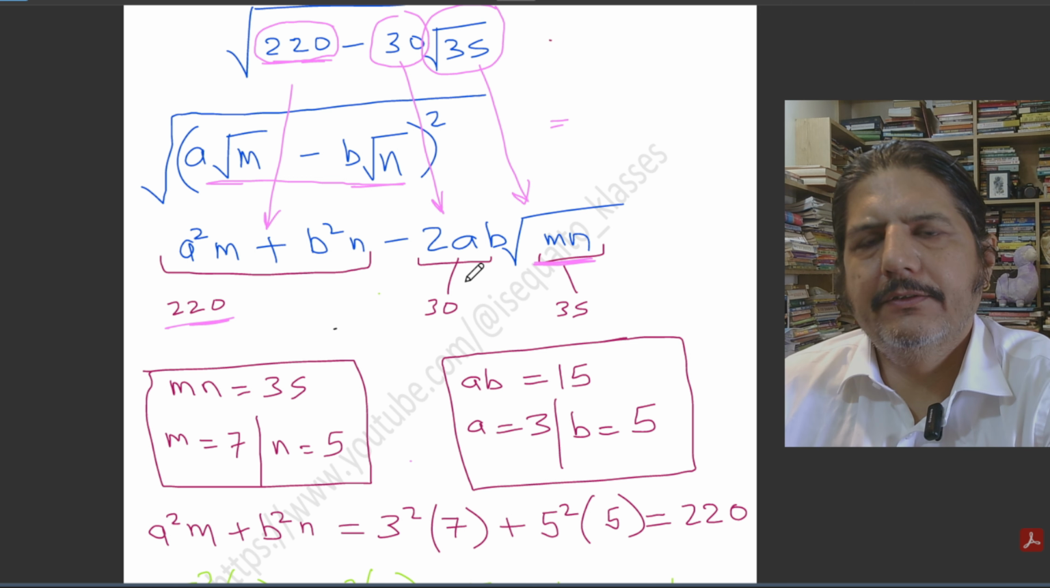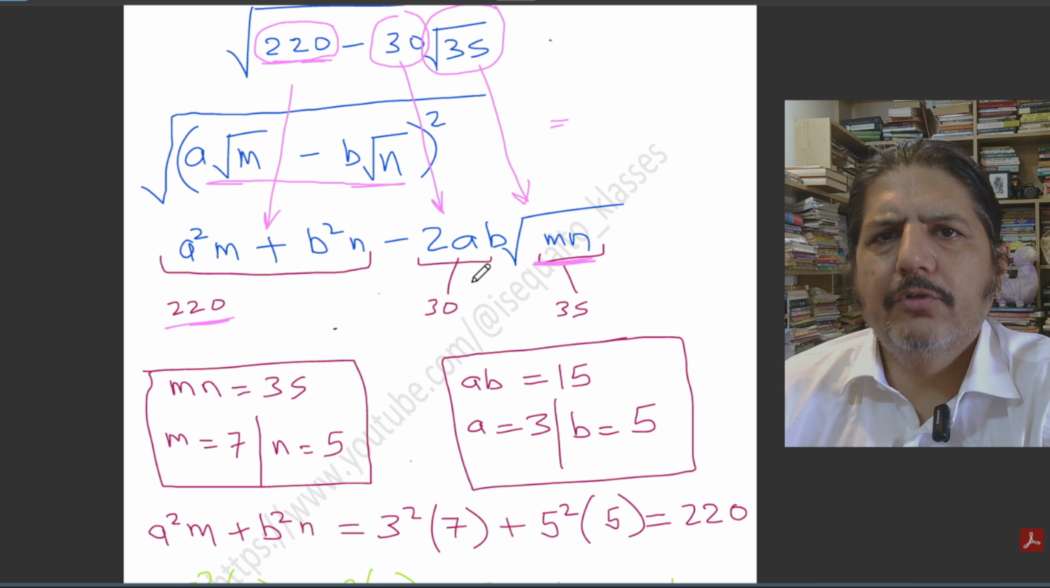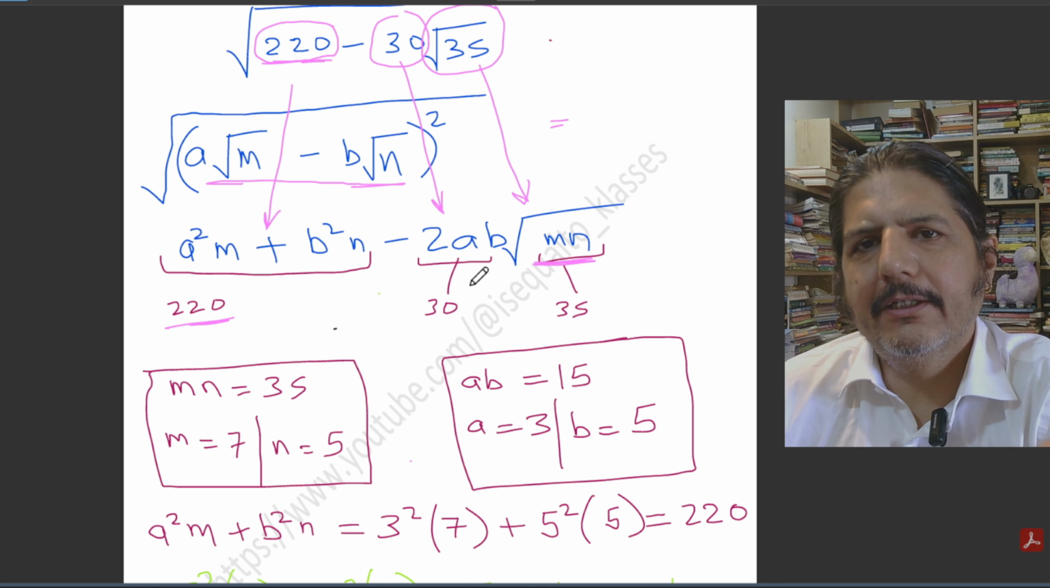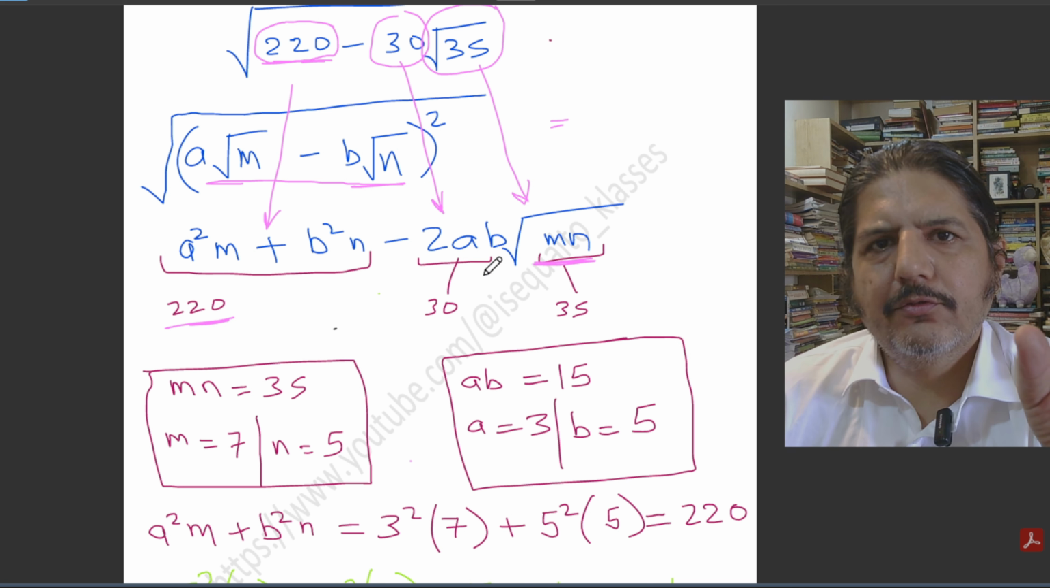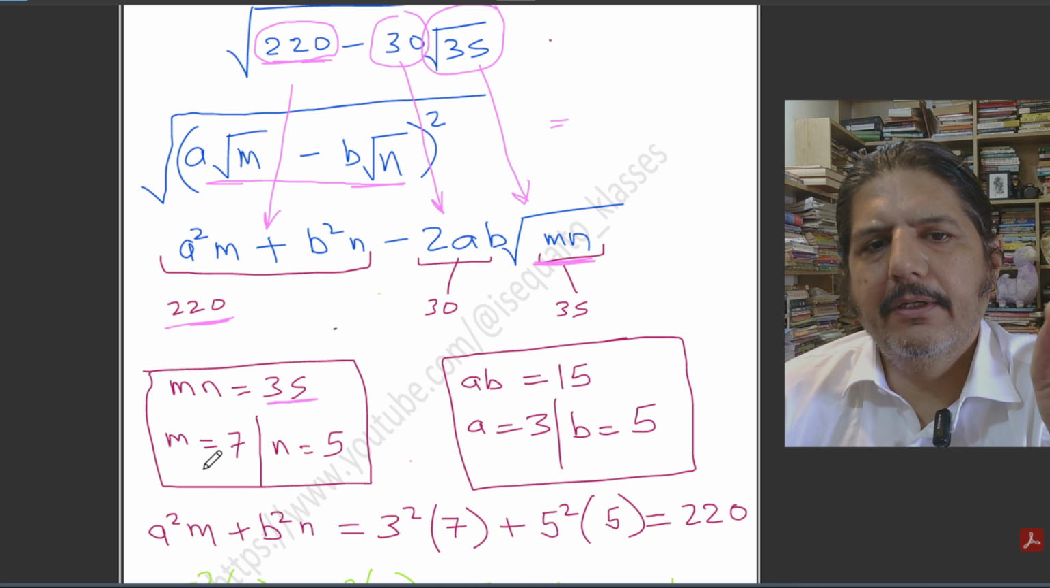One is 7, the other is 5. We can also have 1 and 35, but that won't work. You will understand just in a while. So let me just focus on the two factors of mn. I take m as 7 and n as 5. This is my first step done.